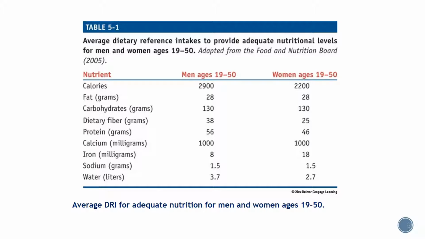Then I want you to look at calcium. Everybody needs 1,000 milligrams of calcium a day. Then I want you to look at iron. Men, you only need 8 milligrams of iron. Women, you need 18 milligrams of iron, so a little bit more. Sodium, look at sodium there, each 1.5 grams. Water, a little bit more for men than women. So this is just to show you kind of what you need to get.